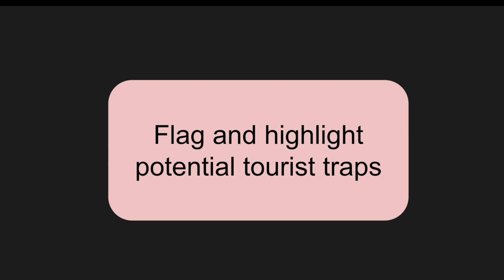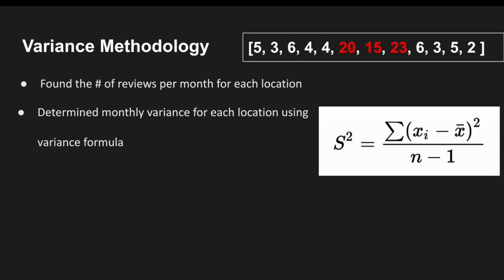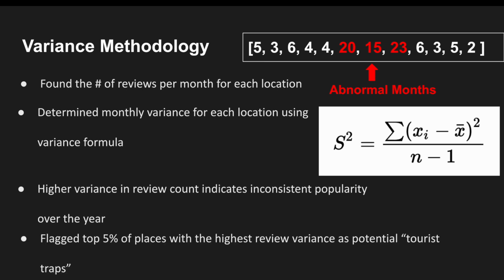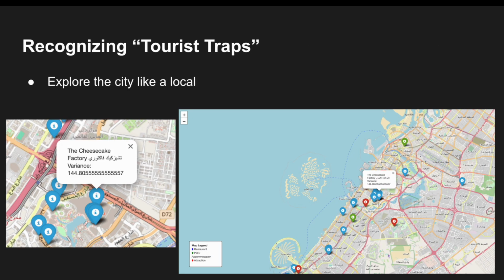So, the next step in our solution to the traveling tourist problem is to flag and identify potential tourist traps. So how do we do this? Well, we first found the number of views per month for each of the thousands of locations in each city. Then, we use a variance formula which calculates how much the number of views in a given month compares to each other. A high variance indicates inconsistent popularity, meaning a location may get a lot of attention in peak months, like tourist seasons, but far fewer views at other times. This suggests that the location is only popular during certain times, a characteristic of potential tourist traps. We then flagged the top 5% of places that had the highest review variance and classified them as tourist traps. These figures show how flagged tourist traps are shown on our map.